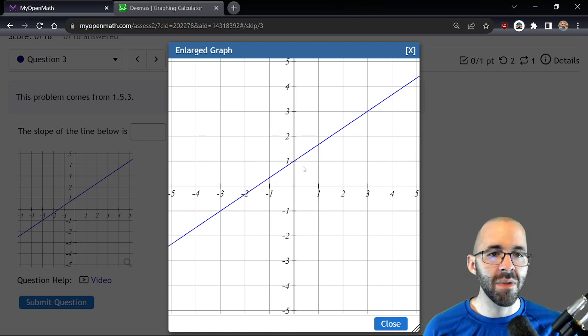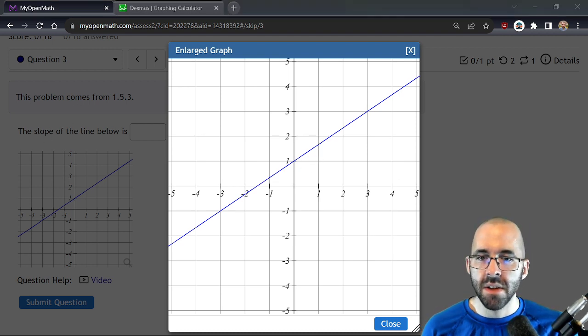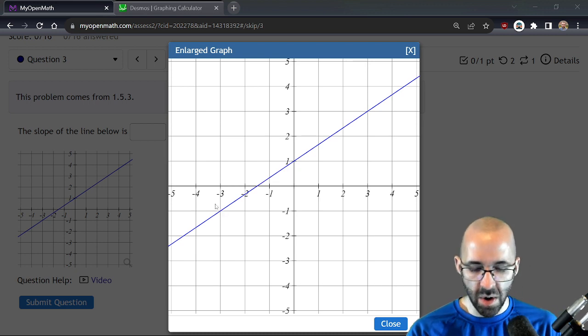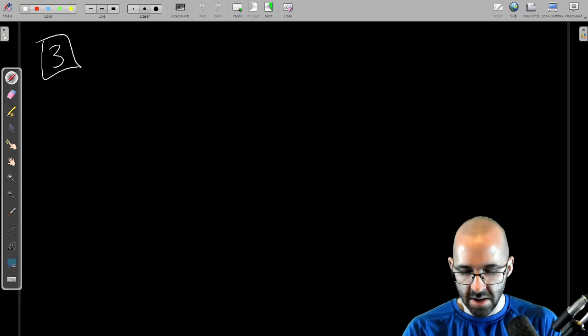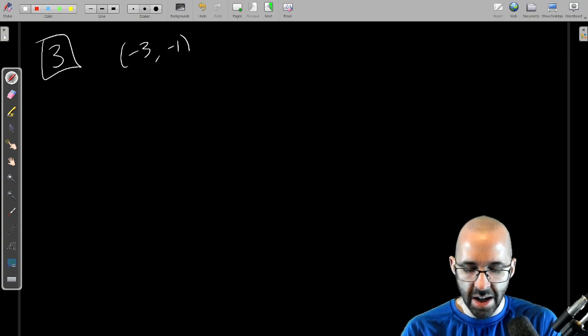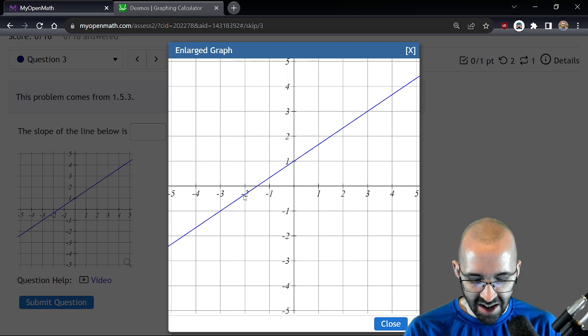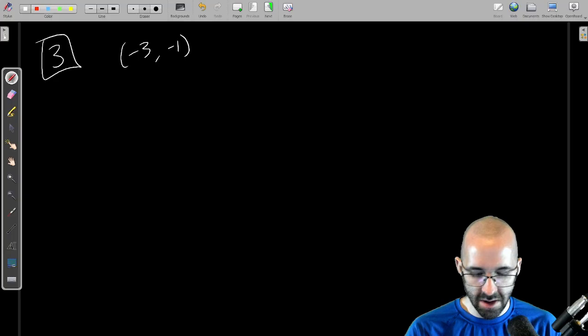This says find the slope of this line. So what we're going to do is find some points on this line. You can notice there's a point here at -3, -1. So we have a point at -3, -1. This is kind of hard to estimate. Maybe this is a half, kind of hard to estimate. Okay, this point's definitely 0, 1.